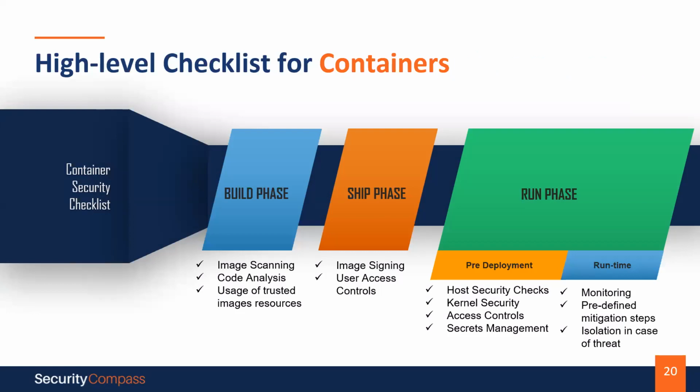So what should be our best practices here? I have divided the entire journey of containerization into 3 phases: the build phase, the ship phase, and the run phase. These are the high level checklists that we can consider while doing any deployment. Image scanning should be the first thing before any sort of deployment. This should be part of the process that whenever you're downloading an image, it should undergo scanning to expose any vulnerabilities. You can do code analysis of the application that you want to deploy.